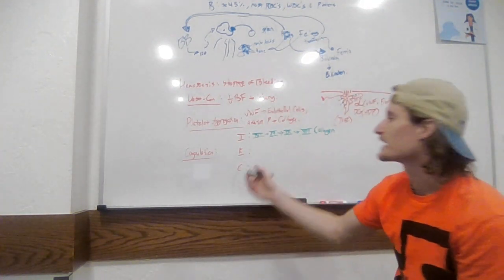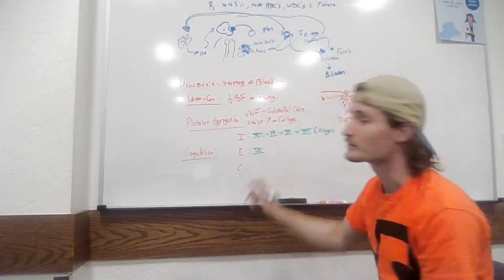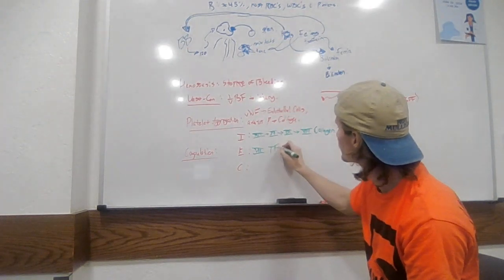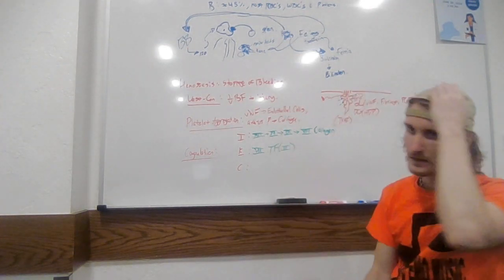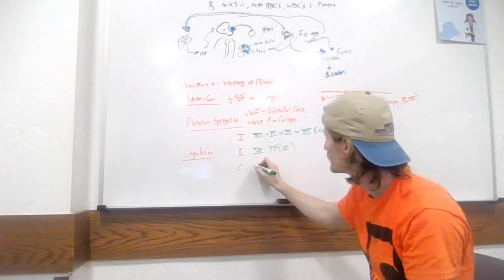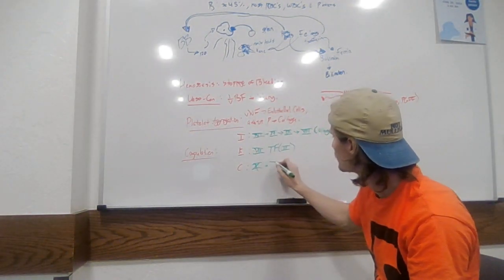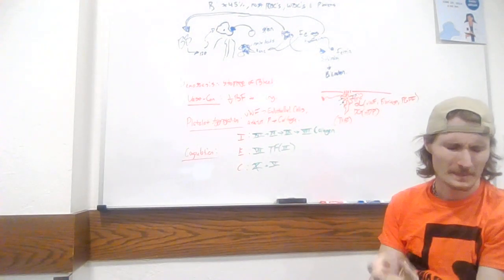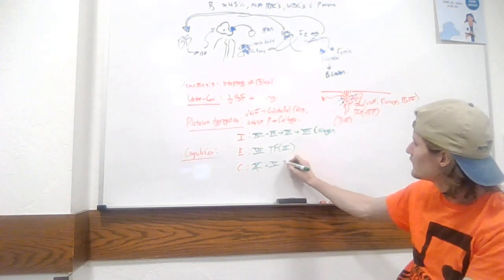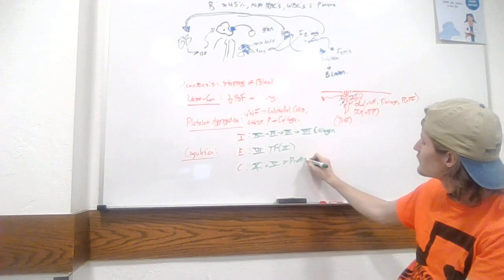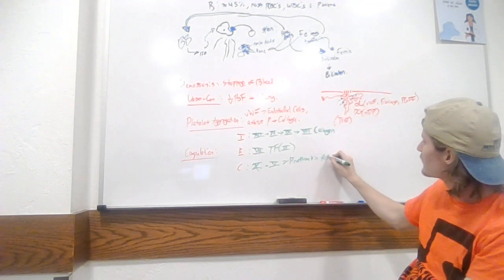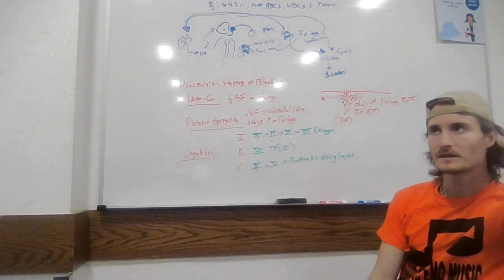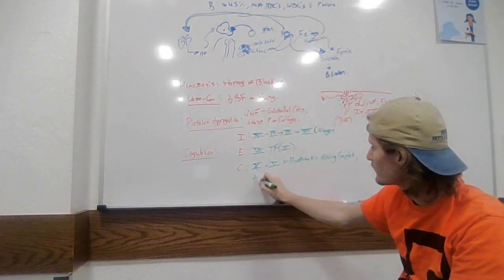Extrinsic, on the other hand, is going to activate the factor 7, and this is triggered by the tissue factor, which is also known as factor 3. And then for common, it's going to be factor 10, in addition factor 5, and this is going to make the prothrombin activating complex. And what this does is turn prothrombin into thrombin.